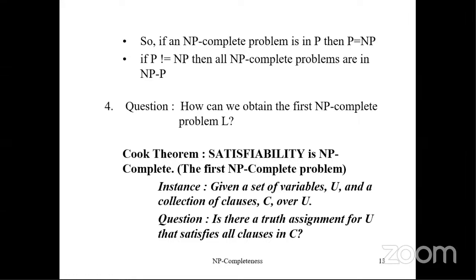So we now have a task: how can we obtain the first NP complete problem for L? That is contained in Cook's theorem, called satisfiability in NP complete. And that had to do with instances and classes. Instances and classes will give you a variation of the variables, and a variation of the clauses over the same given set.